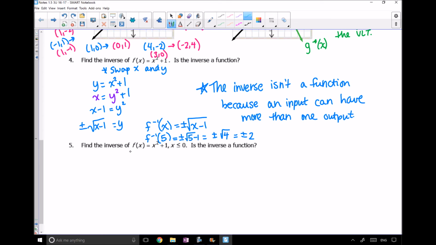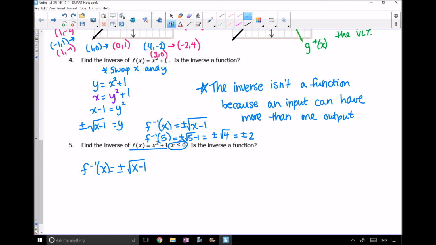Right, number 5, find the inverse of f of x equals x squared plus 1. But this time we're going to restrict the domain and we're going to say we're only looking at it when x is less than or equal to 0. So it's the exact same function, so my inverse function is still going to be plus or minus the square root of x minus 1.